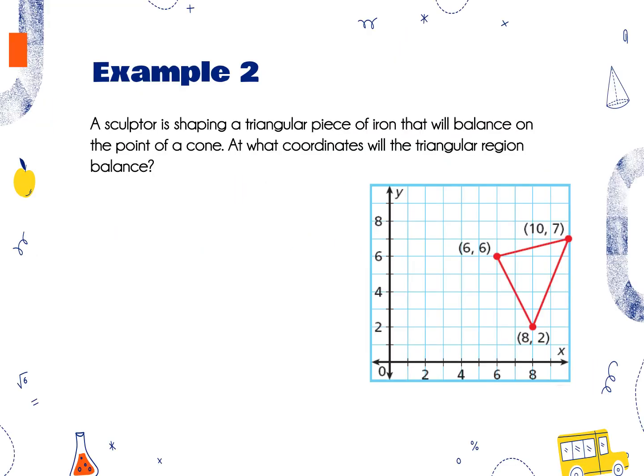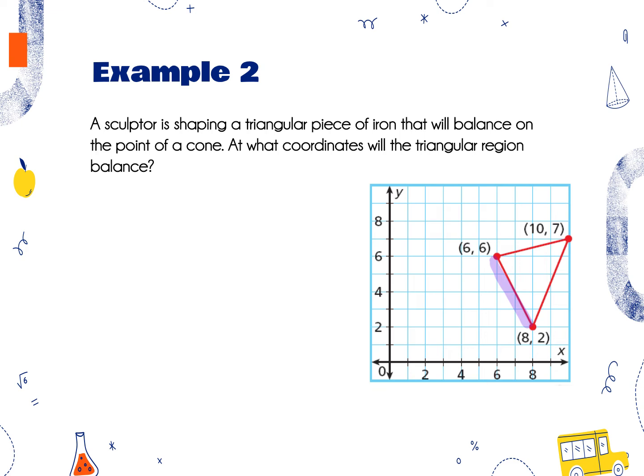For example 2, it says a sculptor is shaping a triangular piece of iron that will balance on the point of a cone. At what coordinates will the triangular region balance? We are trying to find the ordered pair for the centroid. So remember, the centroid goes from the vertex to the midpoint of the opposite side. So what I'm going to do is calculate the midpoint of this side.